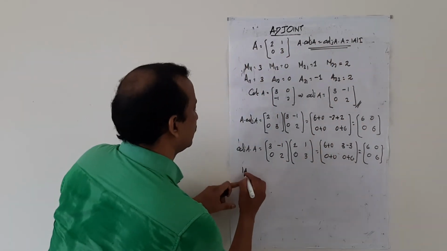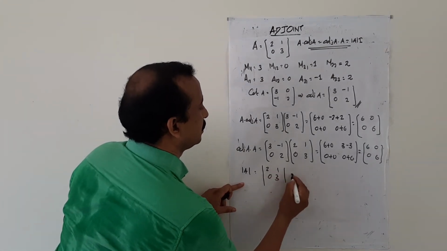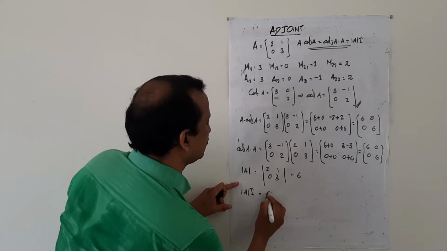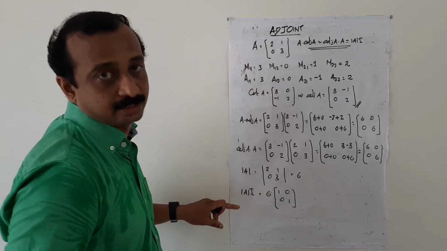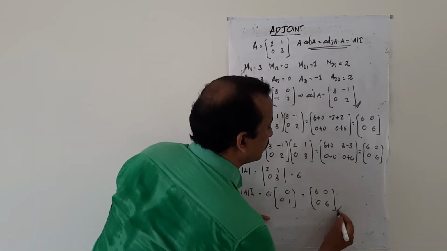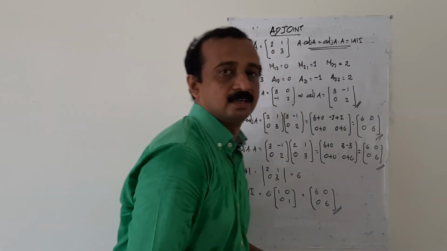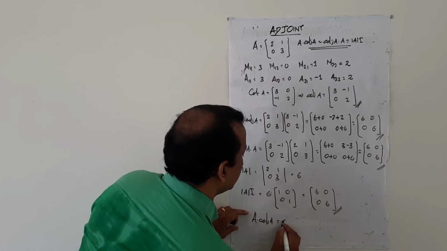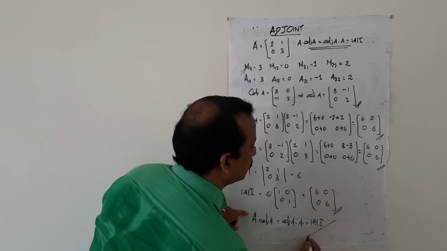Now we find det A. Determinant of the given matrix [[2,1],[0,3]] is equal to, we get answer 6. And therefore, det A into I is equal to 6 into [[1,0],[0,1]]. You know, I means identity matrix. That is equal to, we get answer [[6,0],[0,6]]. Okay, here A into adj A is equal to adj A into A is equal to det A into I. And last we write A into adj A is equal to adj A into A is equal to det A into I.